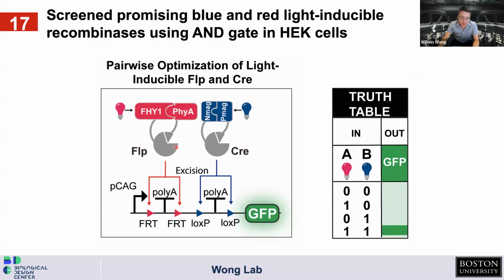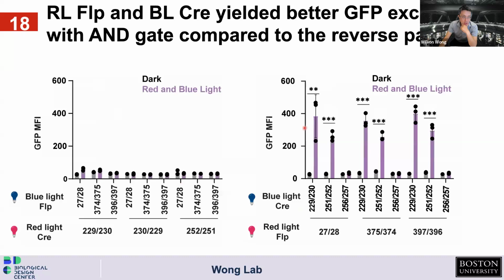So we want to see whether we can actually have orthogonal red light controlling one enzyme, blue light controlling a different enzyme, and then have it work, let's say, in the same cell in this circuit setting. So we actually have to find which pair works well together. So we use the AND gate as a screening tool.